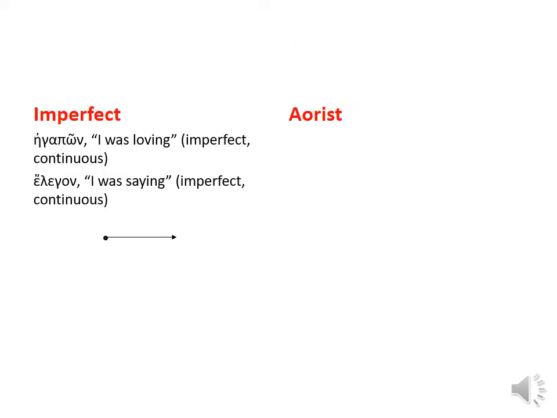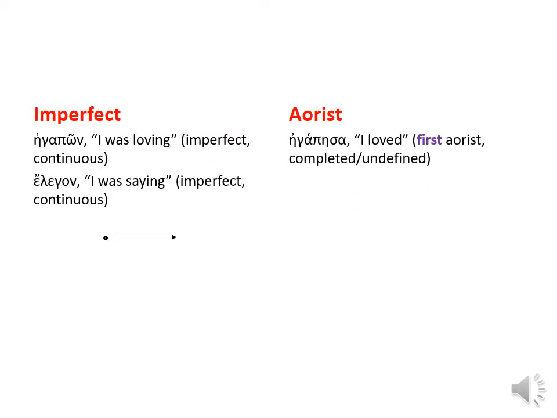Let's set the imperfect and the aorist side by side. Imperfect agapon, I was loving. Imperfect, continuous. Elegon, I was saying. Imperfect and continuous. And I've provided here an image that's intended to picture for you what the imperfect tense is doing. It's an action that begins in the past and that continues in the past with no indication that it stopped or when it has stopped. So continuous action.